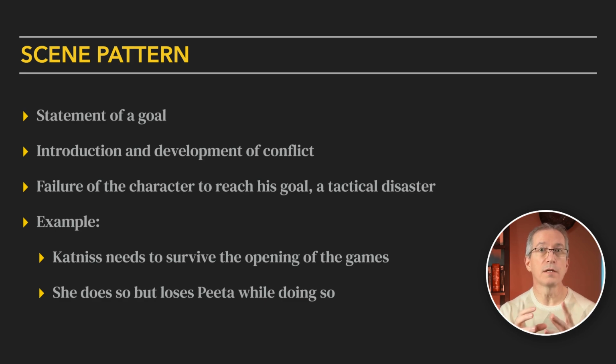And so a lot of the kids run towards the center, especially the careers, the kids from District 1 and 2. And it is a bloodbath. And so one of the techniques that the kids use is to simply run away and hide. They don't get anything from the cornucopia. And that is what Katniss is supposed to do.